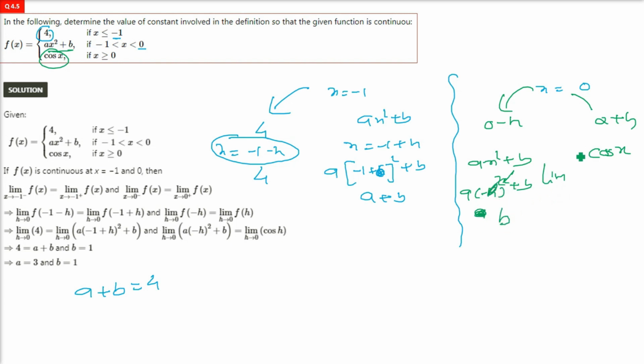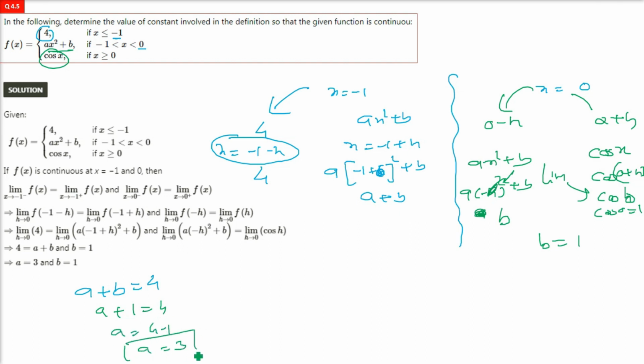On the right, it is going to be cos 0 plus h, that is cos h. And cos 0, when we apply the limit, what I'm suggesting is we are applying the limit also, that I'm not writing, but you have to write it properly. So cos 0 is 1, so b is 1. So a plus 1 equals 4. I'm putting b as 1. So a is 3. b is 1 and a is 3. This is your final result.